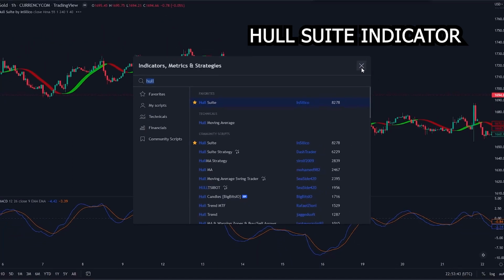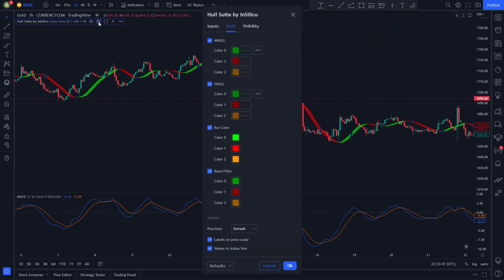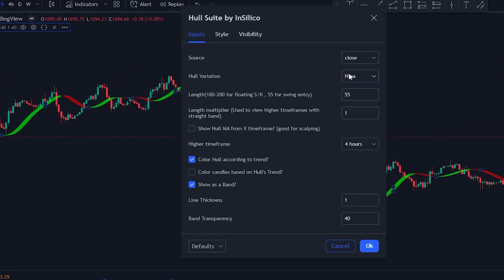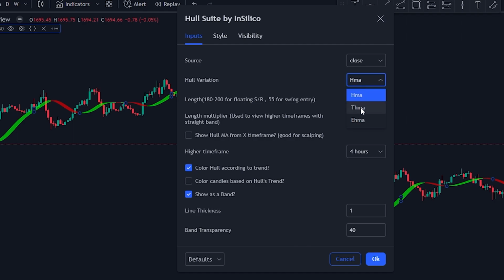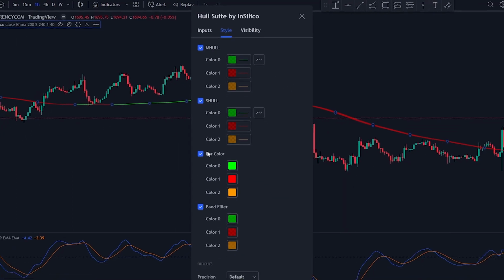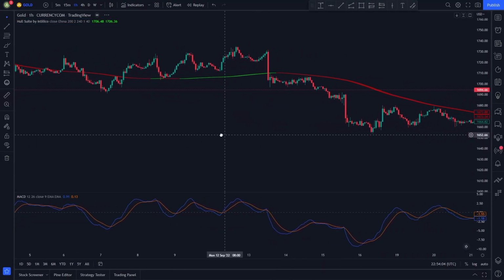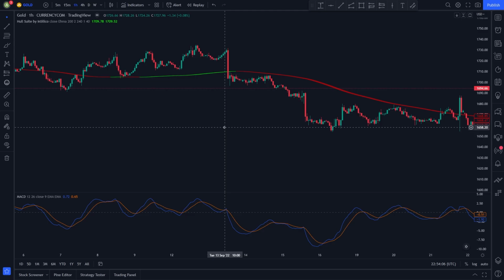After we have added the indicator, we need to tweak its settings. We click on the Indicator Settings button, we head to the Inputs section. We change the Hull variation from HMA to EHMA, then increase the length from 55 to 200, and change the length multiplier from 1 to 2. For the Style section, we will uncheck the bar color, then click OK. Now that both our indicators are configured, we can start with the strategy rules.